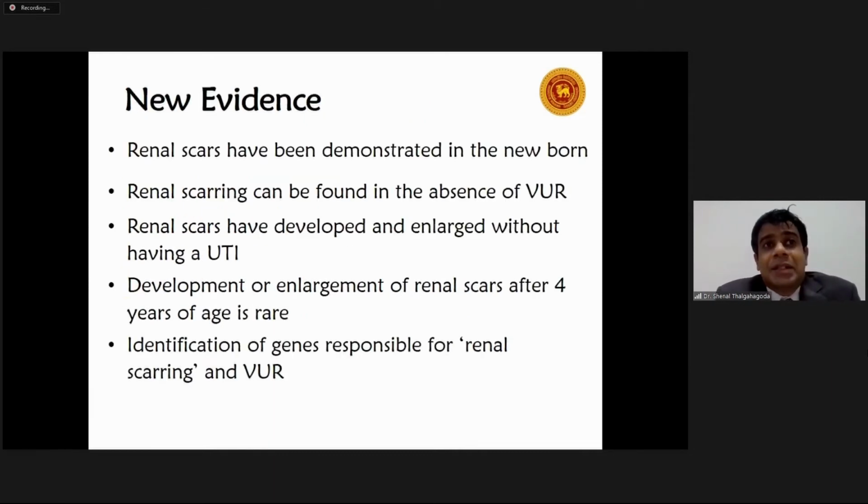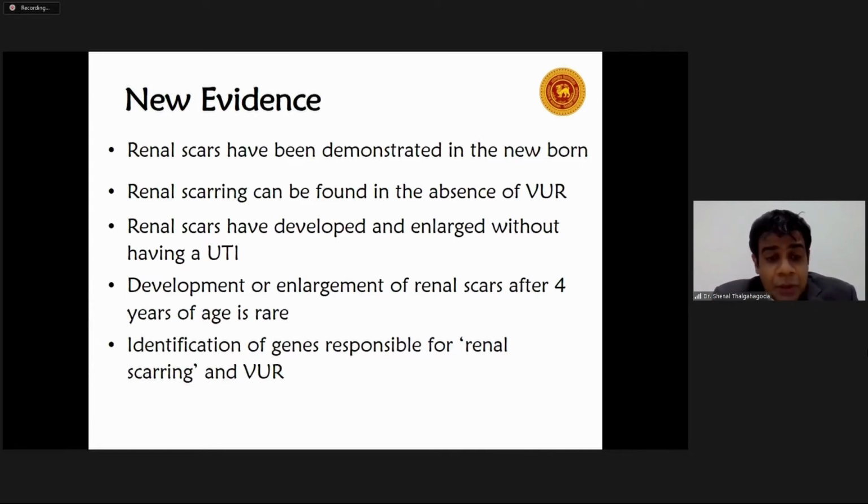What is the new evidence that has emerged? Renal scars have been demonstrated even in the newborn. They've been found even in the absence of vesicoureteric reflux, and scars have developed and enlarged even without having a urinary tract infection. So VUR and UTIs are not the only cause of scar.